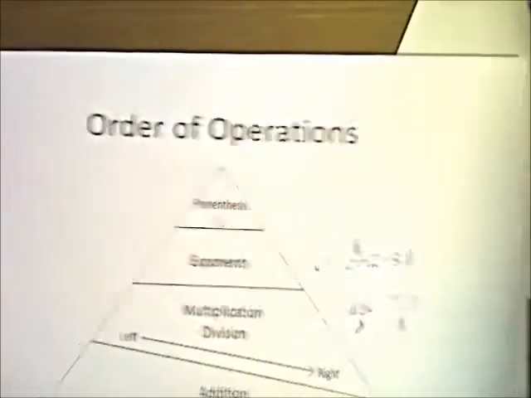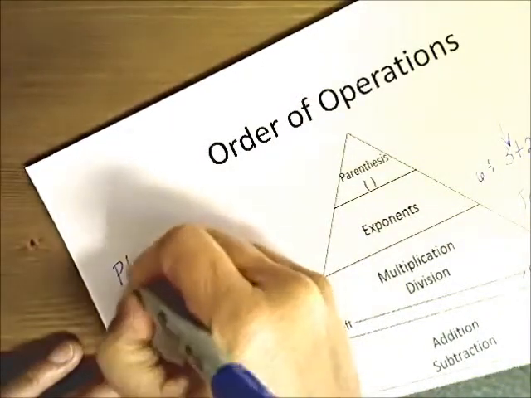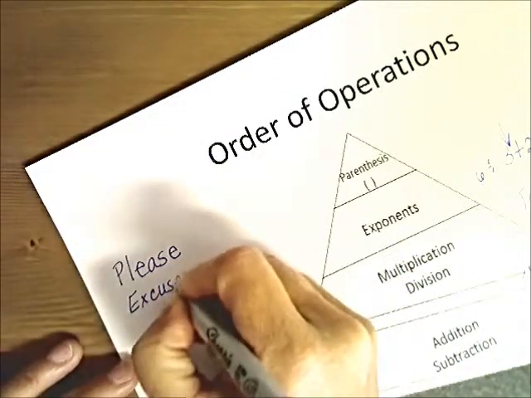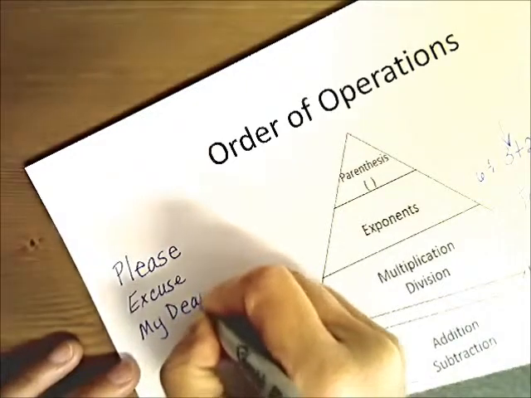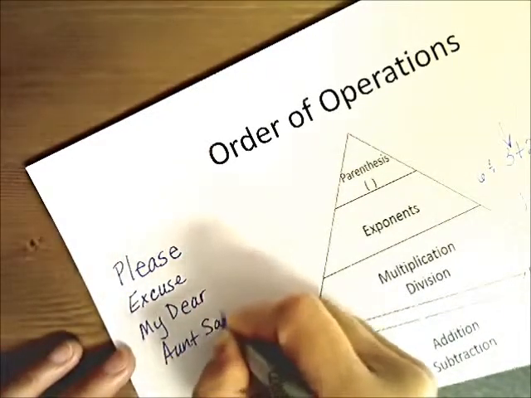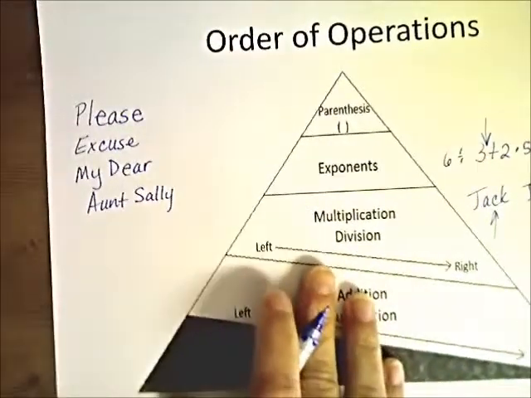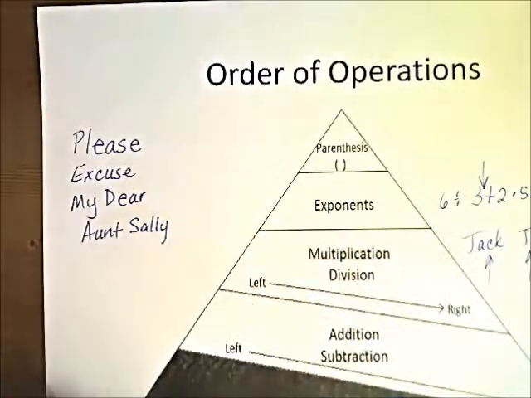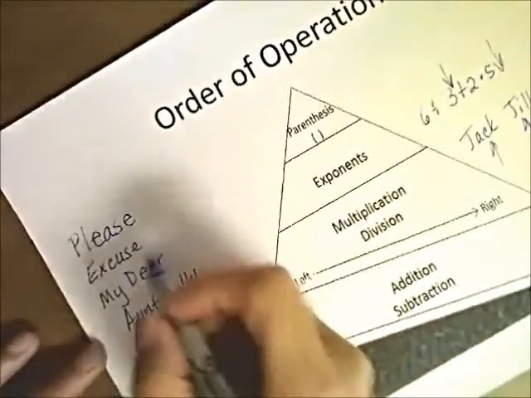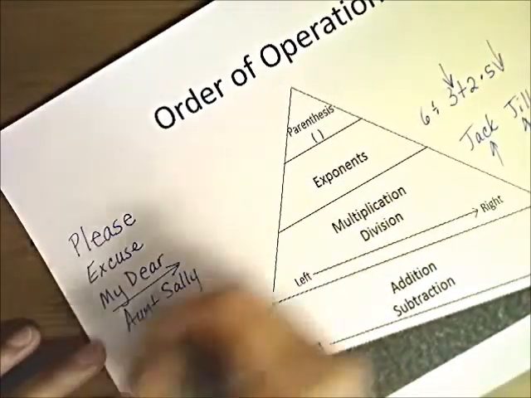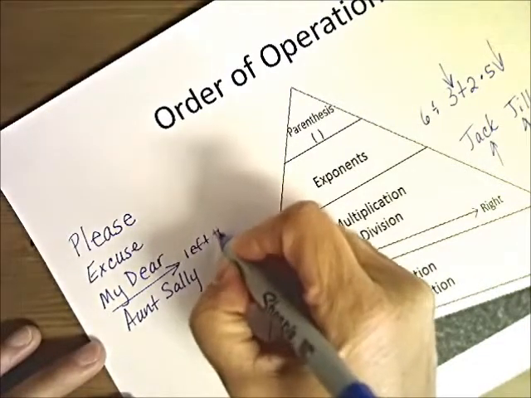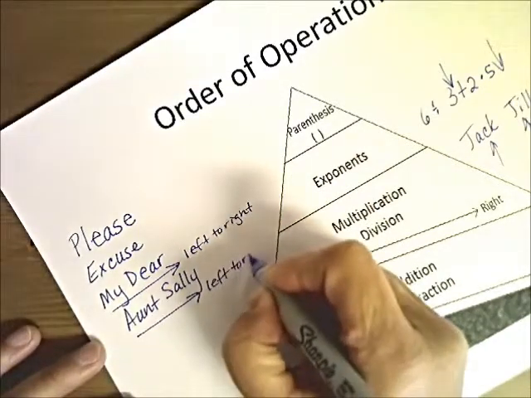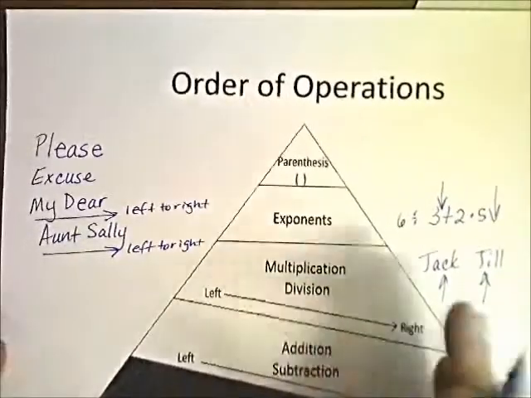And a lot of teachers, including myself, use this mnemonic device, which I referred to earlier. Please excuse my dear Aunt Sally. Now, when I first started using this mnemonic device, I would put it all the way down the board. Every word would have their own little spot on the board. But then I realized that when I did that, students would forget that multiplication and division were from left to right, and that addition and subtraction were from left to right. So please excuse my dear Aunt Sally is a mnemonic device that I use to help me remember the order of operations.